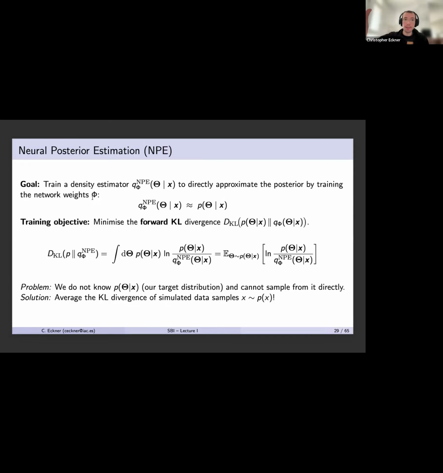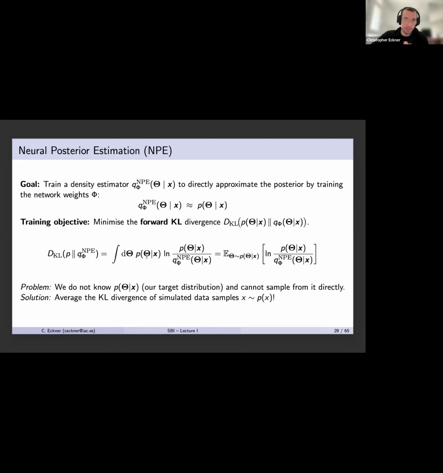So what is the best way to train your network to become a probability density distribution that approximates the true density, the posterior of your parameters? What we can do is exactly use the Kullback-Leibler divergence. So we go into minimizing this particular objective in this forward mode.